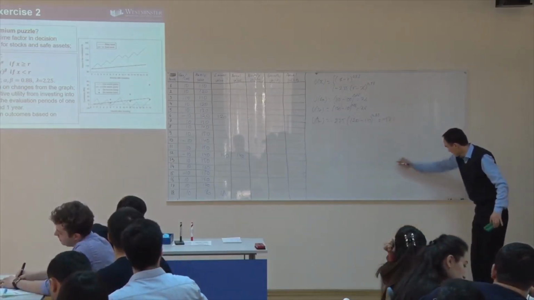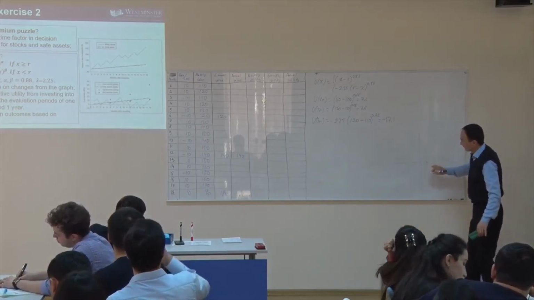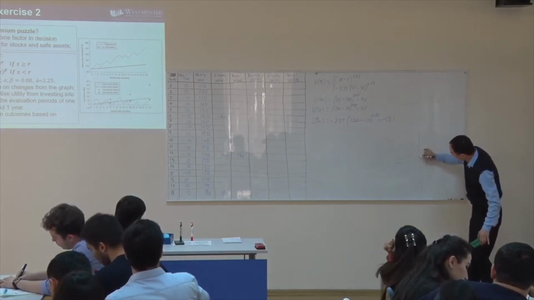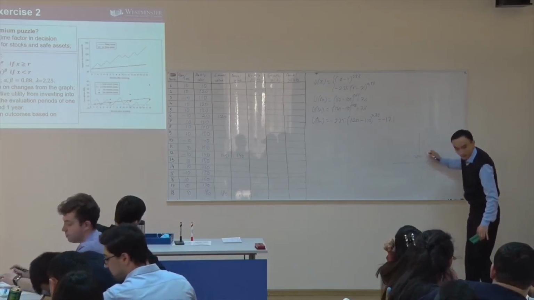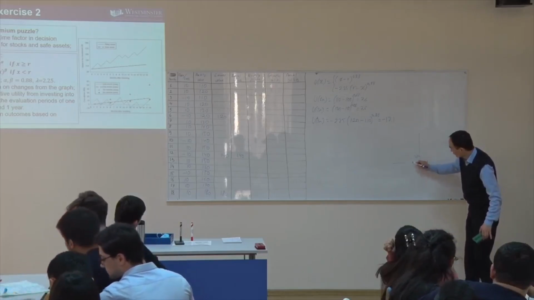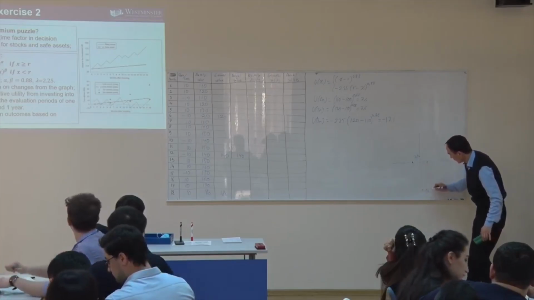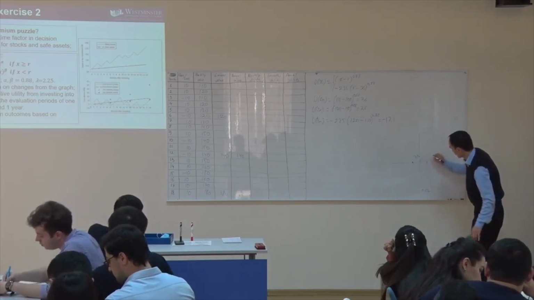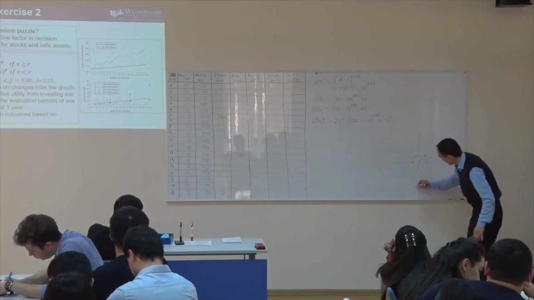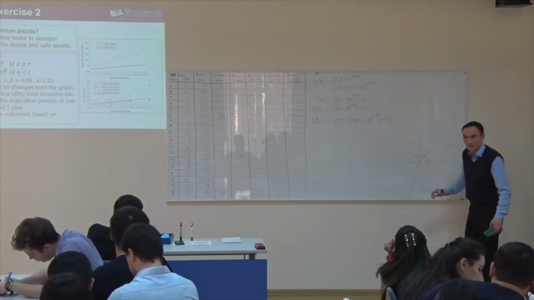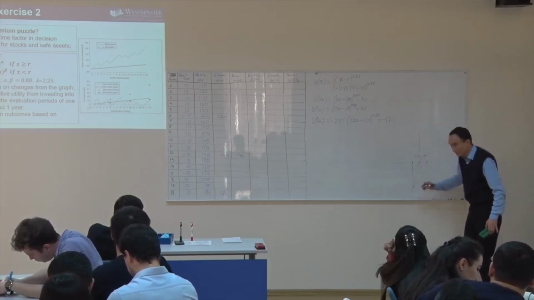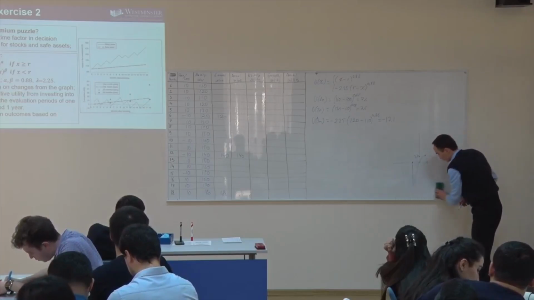So what does it mean here? A $10 gain gives utility of 7.6. A $10 loss causes utility of 17.1. So a gain causes this one, but a loss causes this one. This is lambda, okay? I think now you understood this one.